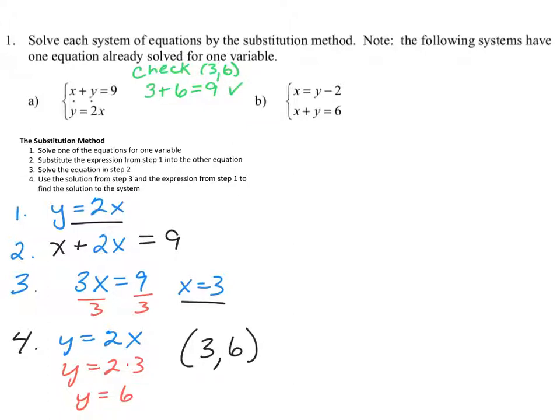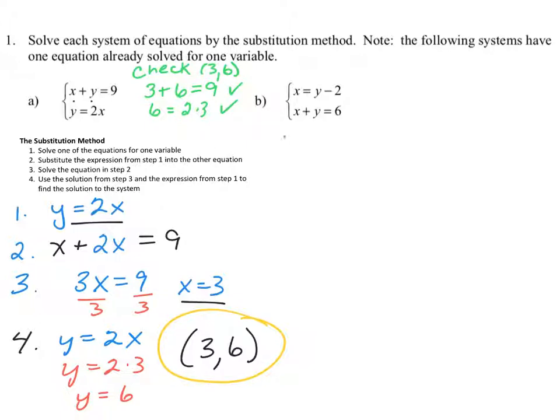We want to check it in the second equation, where y is equal to 2x. If y is equal to 6 and x is equal to 3, we do know that 6 does equal 2 times 3. So we know that that is a solution to the system of equations, and we solved that by using the substitution method. Let's continue with the example for part B.